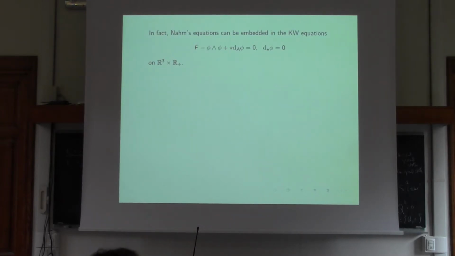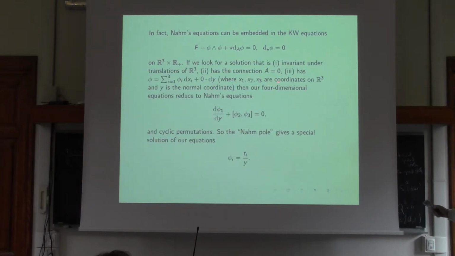That one makes sense. Now, Nahm's equations can be embedded in the KW equations. I'm going to use Nahm's equations to define a boundary condition. We do it as follows. Nahm's equations are actually a specialization of the KW equations. If you look for a solution that's invariant under translations of R3, the connection vanishes, and the one-form takes this form with a 0, then these equations reduce to Nahm's equations.